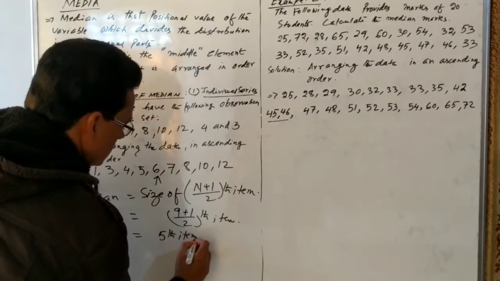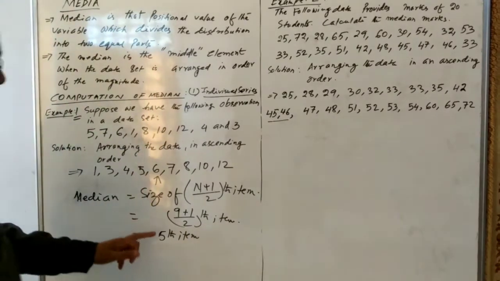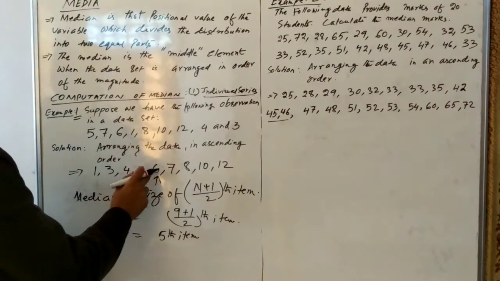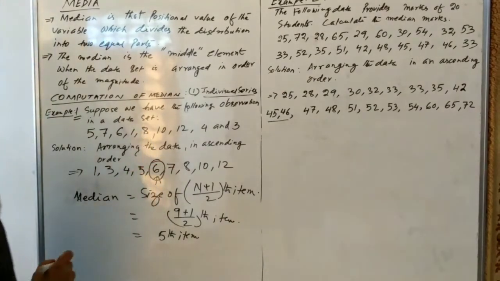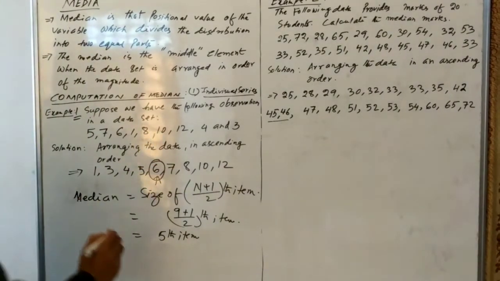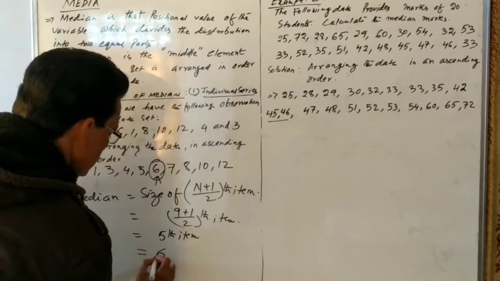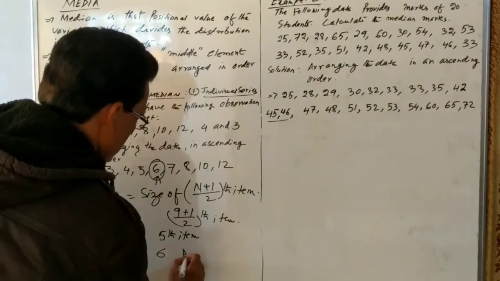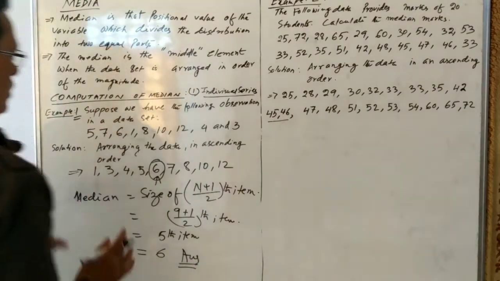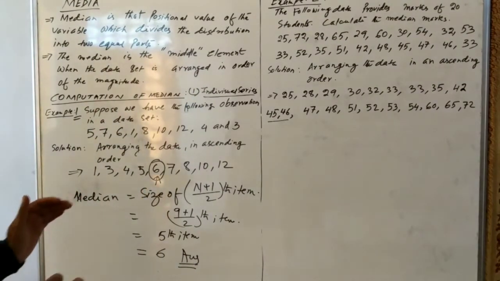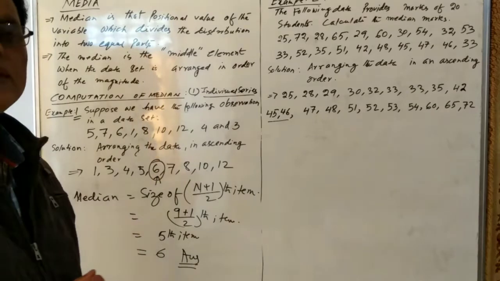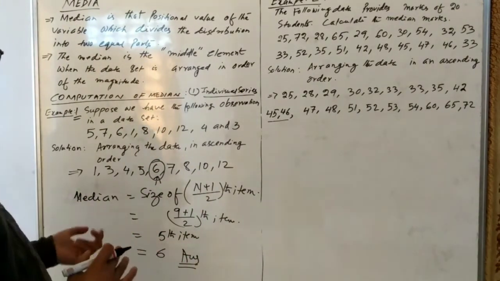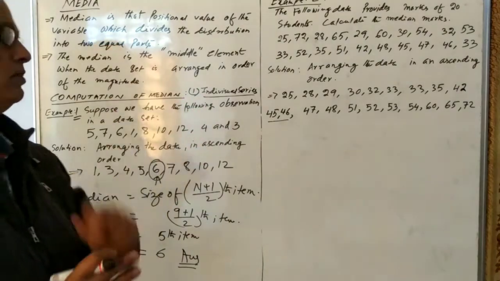It means the size of the 5th item: 1, 2, 3, 4, and 5th. So this 6 is called the 5th item, and this 6 is known as median. So this 6 is called median. So this is the calculation of median for odd numbers. When odd numbers are given, here 9 numbers are given.